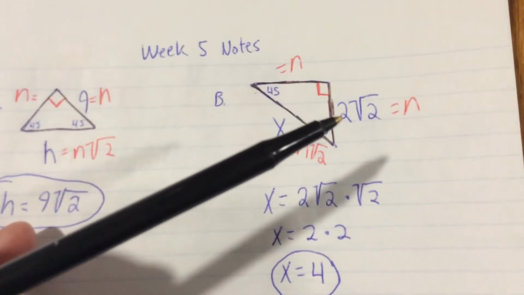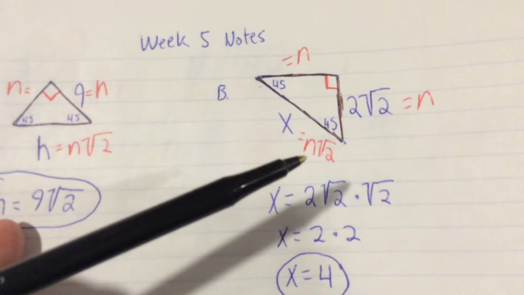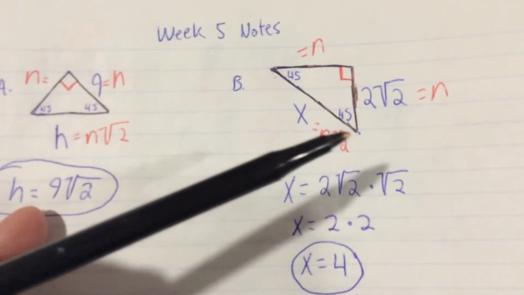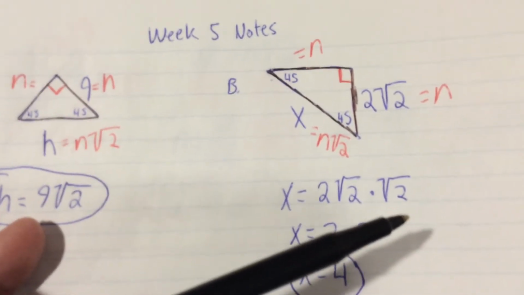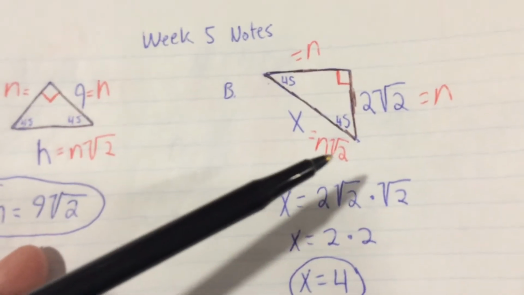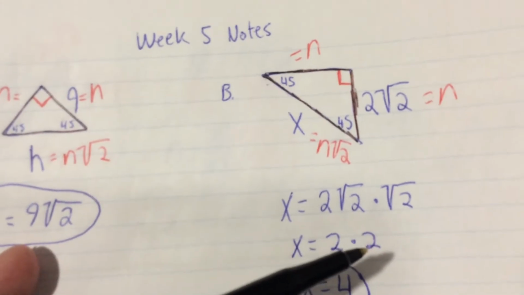All right, so we take our leg, 2 root 2, and remember, if 2 root 2 is equal to n, we're going to multiply 2 root 2 times another root 2. So we take our leg 2 root 2 and we're multiplying it by another root 2. Make sure you include both, because there's already one involved, and then we have to multiply by root 2 because it's a hypotenuse. So root 2 times root 2 is going to be 2.